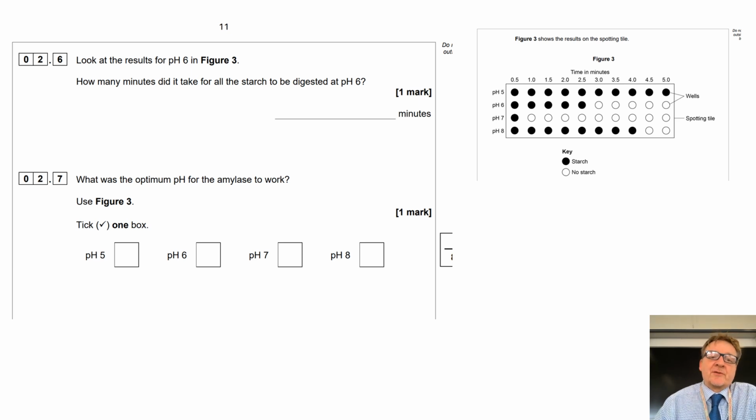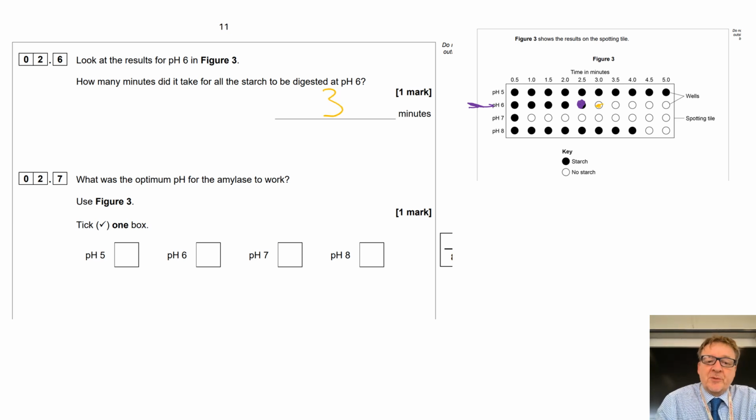Okay, look at the results for pH in figure 3. Okay, pH 6. So I can look all the way along and I can still see that there is starch present there. So therefore, how many minutes did it take for the starch to be digested? It will be, let's do an orange there, it will be 3 minutes.